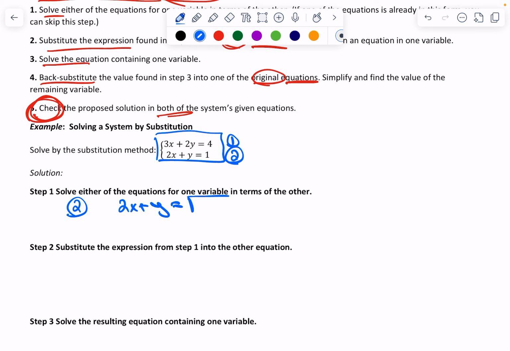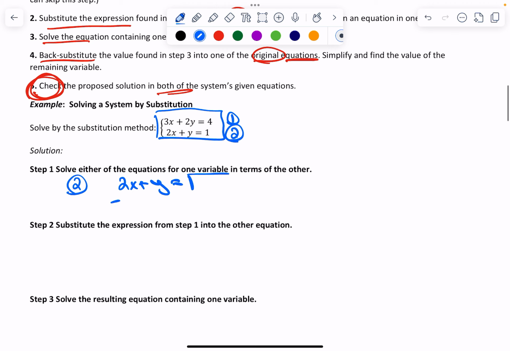Y, the coefficient is 1. Again, it is an understood one. It's not written there. So this one will be the easiest one. Otherwise, we're going to have to divide. So we're going to subtract 2x from both sides, and we get y equals negative 2x plus 1. So this is our step 1.